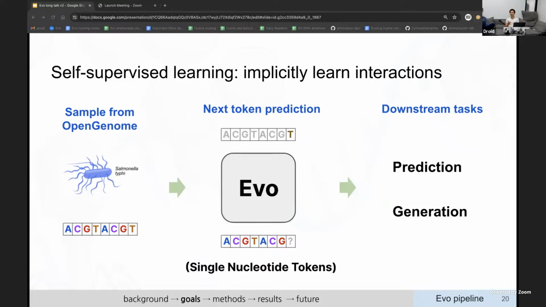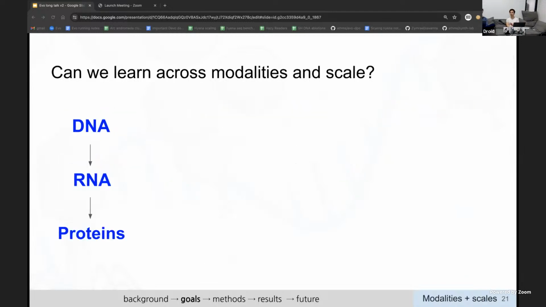So the workflow is, we sample a random DNA sequence from the OpenGenome dataset, and then we simply predict the next nucleotide, the next token in the sequence, passing it through our EVO model, which I'll describe more. Once it has done this essentially billions of times through this training process, we can take the pre-trained model and apply it to downstream tasks that we actually care about. These are prediction tasks, but also generation tasks. We want to generate novel sequences, which we'll describe in more detail. This is the overall flow.